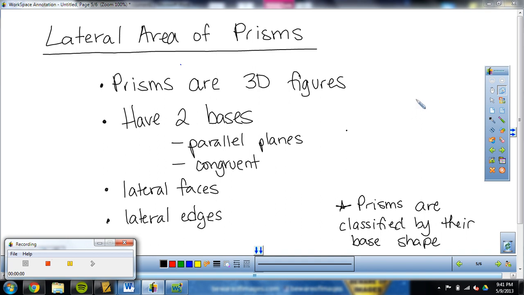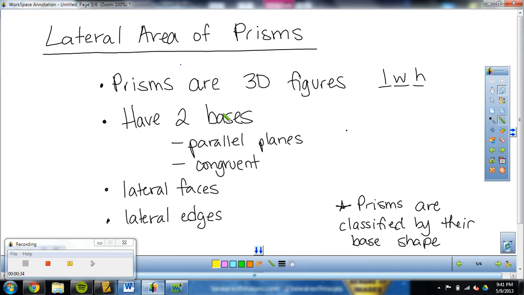Okay, so the lesson today is on lateral area of prisms. First, we're going to talk about the characteristics of prisms. What is a prism? It is a 3D figure. So 3D means 3 dimensions. It has a length, a width, and a height. So 3 different dimensions. Imagine something like a cereal box rather than just a piece of paper.